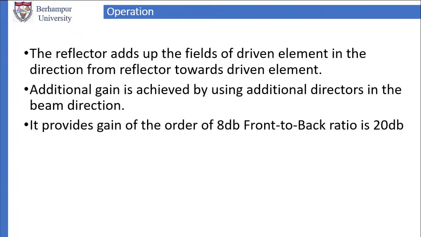It provides a gain of the order of 8 decibels, and the front to back ratio is 20 decibels. Front to back ratio means the power in the front beam divided by the power in the back beam. As I have shown you, there are two beams. One beam is towards the right, one beam is towards the left. The beam towards the left is smaller and the beam towards the right is larger. So the power is more towards the right, that is the front beam. The beam towards the left is smaller, that is the back beam. So the power ratio is 20 dB.